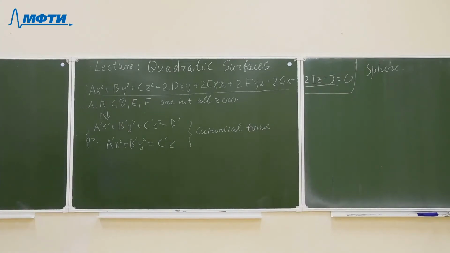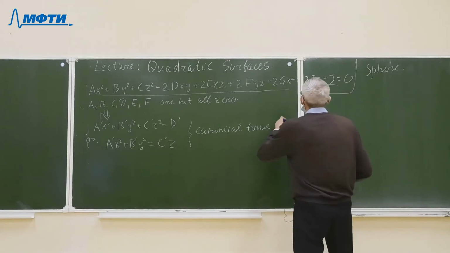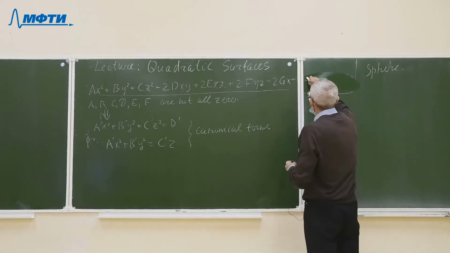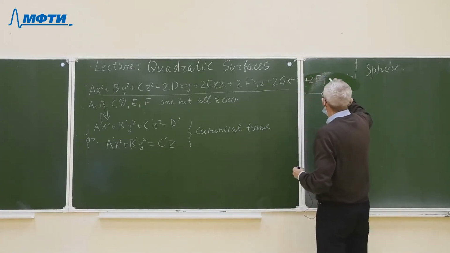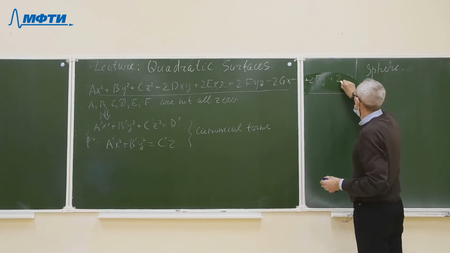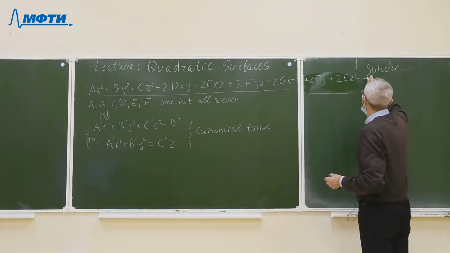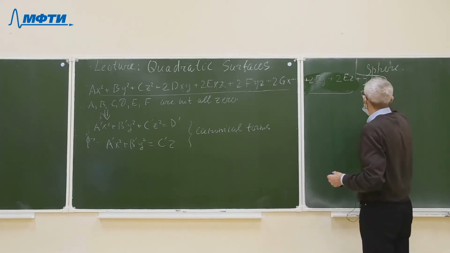Small mistake. To fy plus to ez plus j is equal 0.